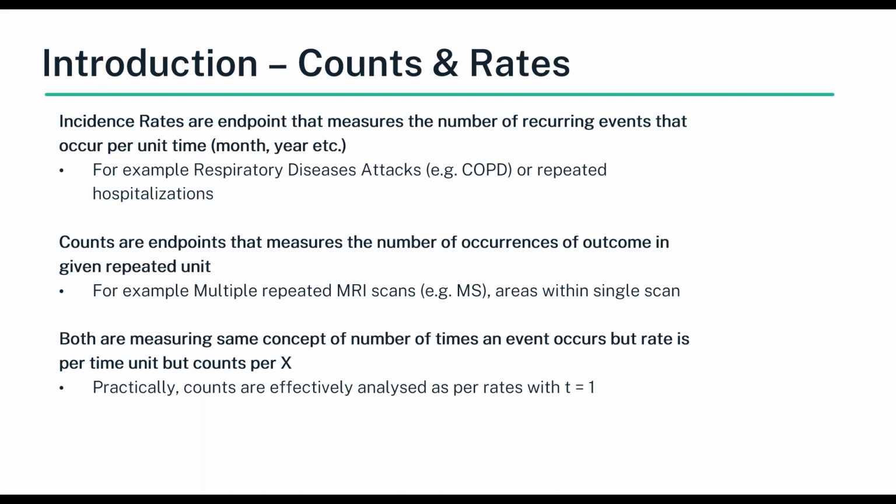Okay, so now what is a count? Well, a count is very similar to an incidence rate in that we are counting the amount of times that a certain event has taken place, but instead of counting over a certain period of time, we are instead using a more abstract measure. For example, this might be the amount of lesions in an MRI scan. Instead of being interested in the amount of time taken between MRI scans, we are instead interested in the amount of lesions showing up within these MRI scans.